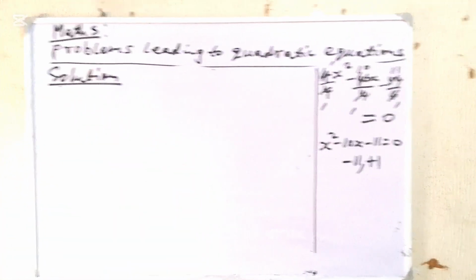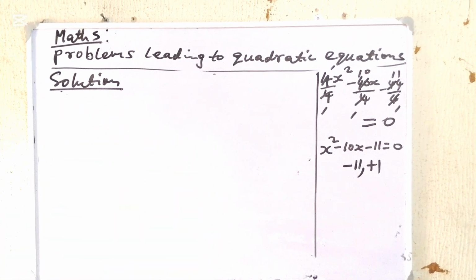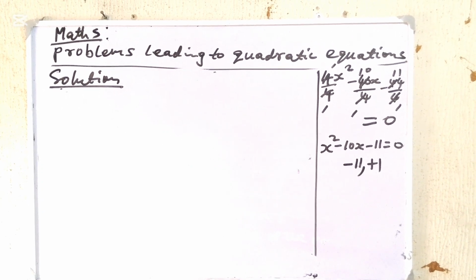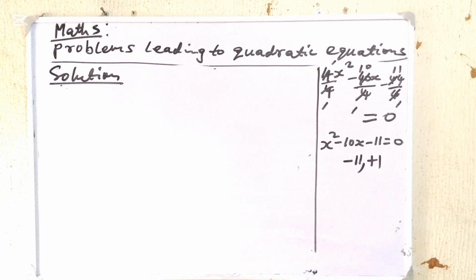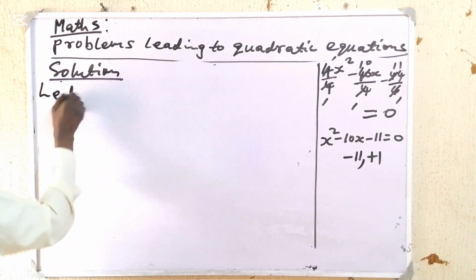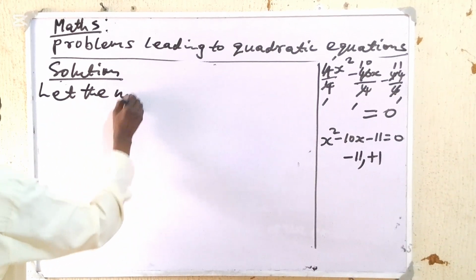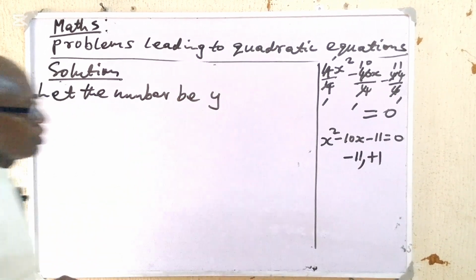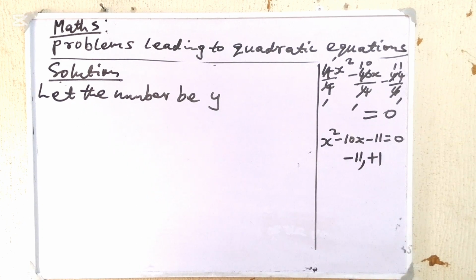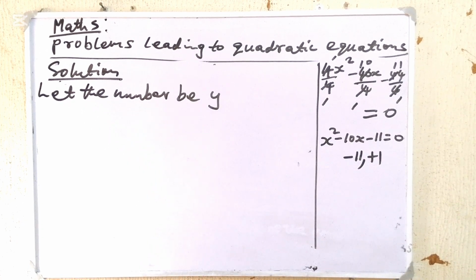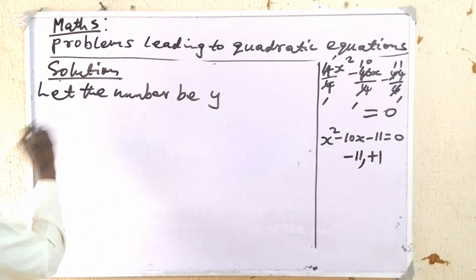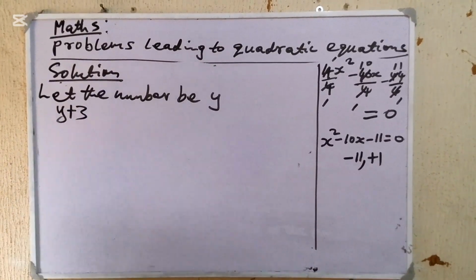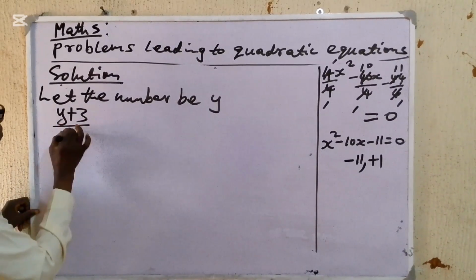And the second question says that we are to find the number such that when it is added to 3 and the sum halved, let the number be y. So when you add y to 3 and halve the number, it means you are dividing by 2. That means we have y plus 3 then divided by 2.